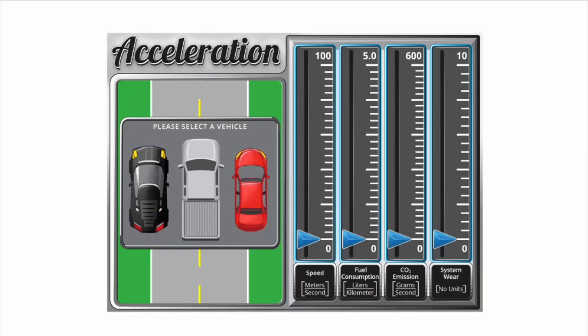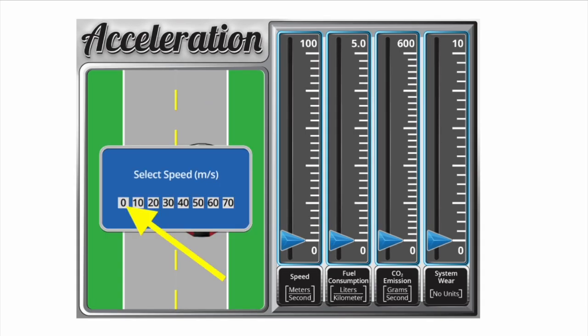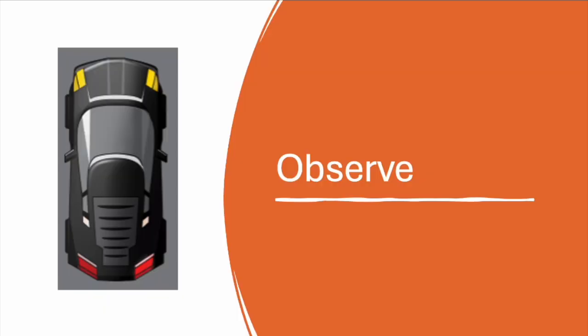Once logged into STEMSIMS, and after selecting the acceleration simulation, complete the following steps. Select the black car on the left side of the screen. Choose a speed of 0 meters per second. Select an acceleration of 2 meters per second squared, and observe the motion of the car.